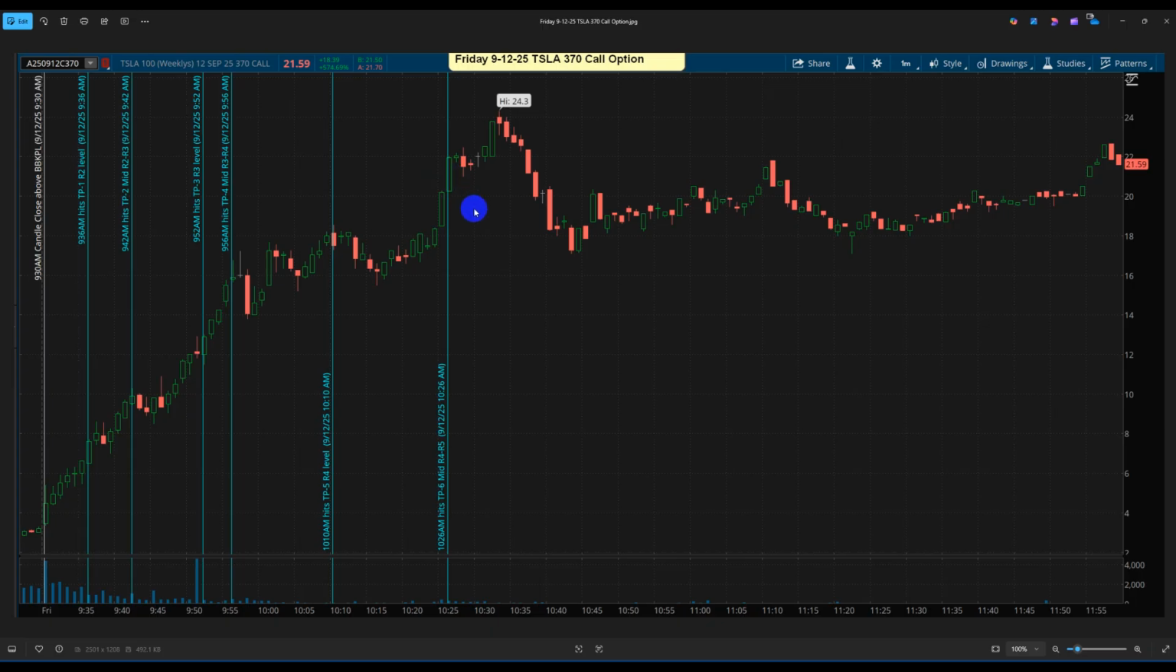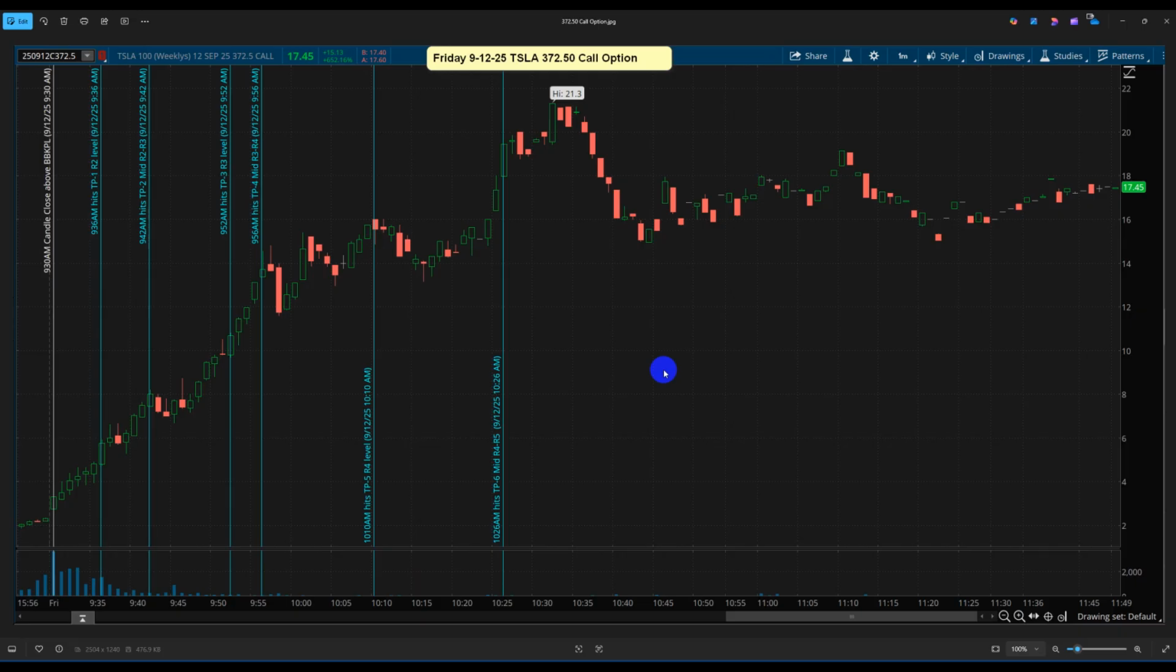Next, we'll take a look at the 2 out of the money options. Okay, so here's the 372.50 call option.